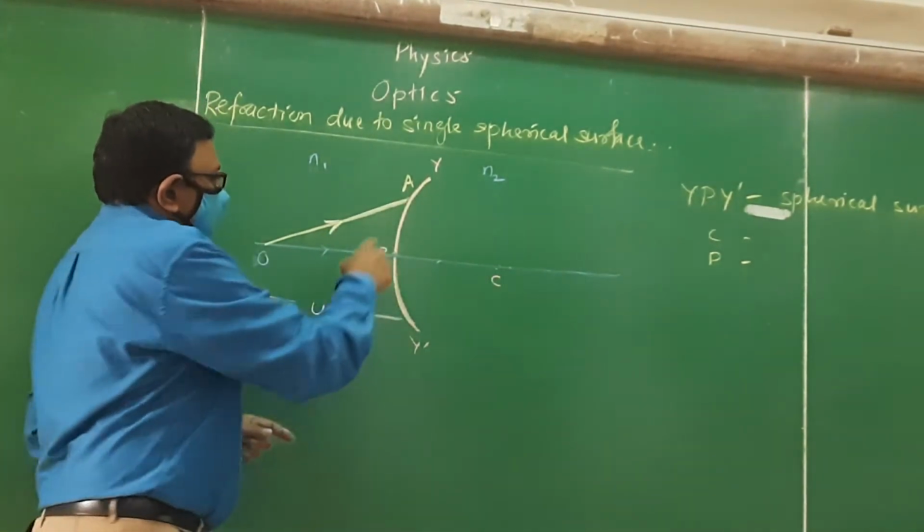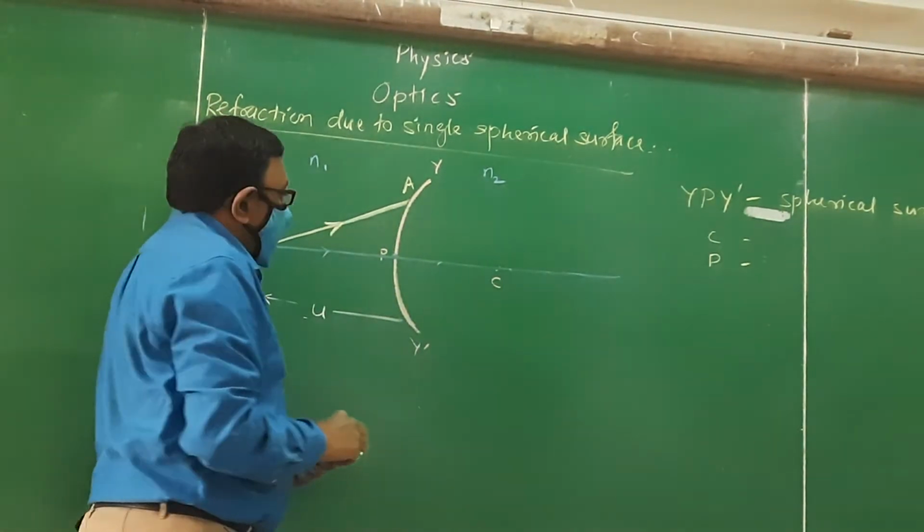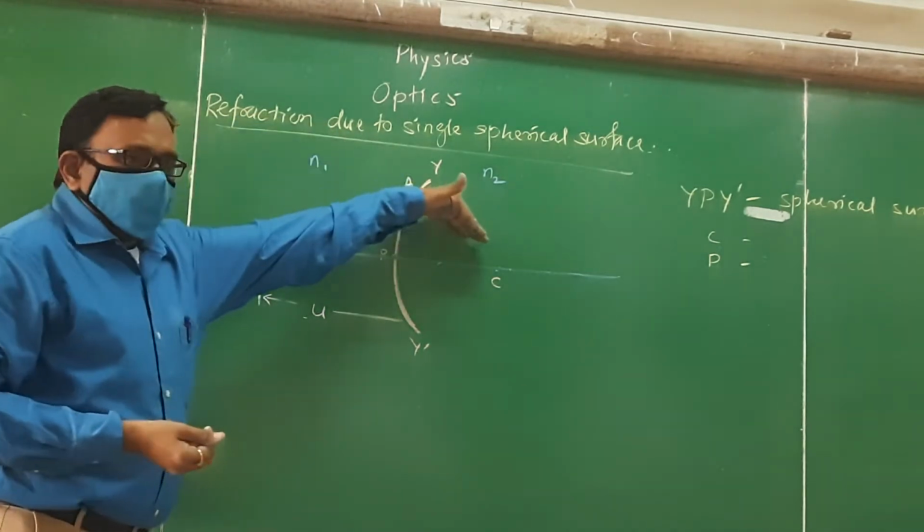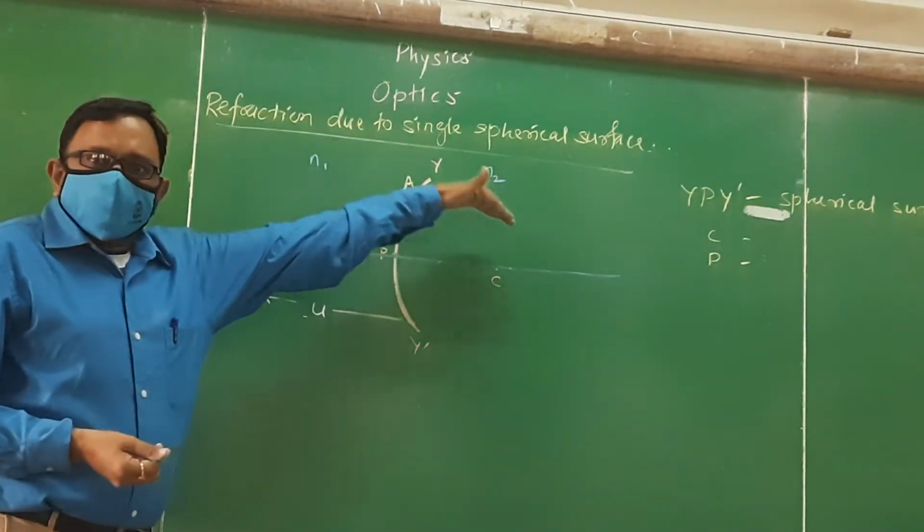Then in the next section, if this is the incident ray, at this point of incidence, there is a line which is perpendicular to this. Can you say the name of this?